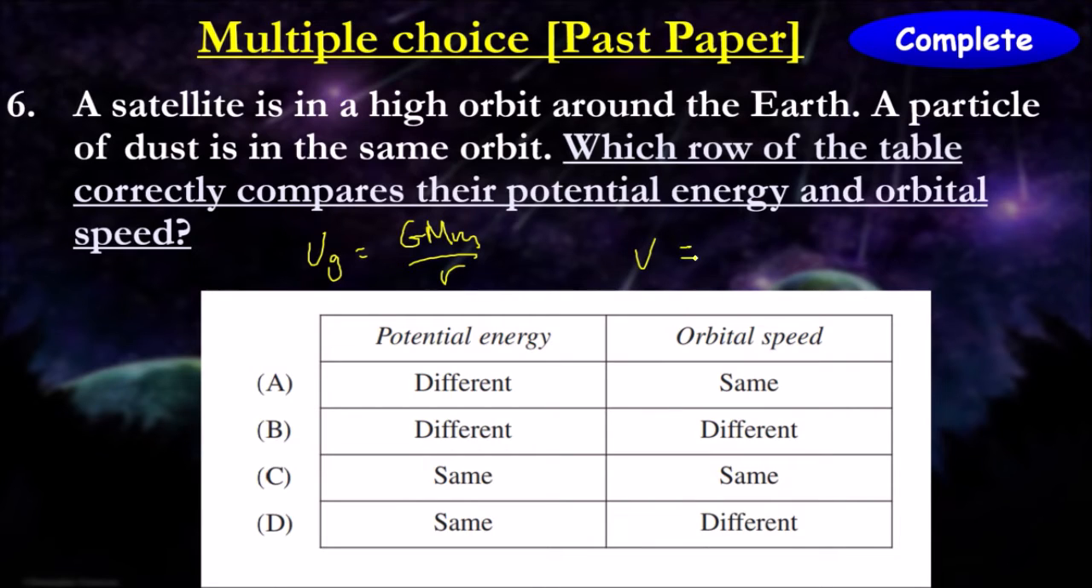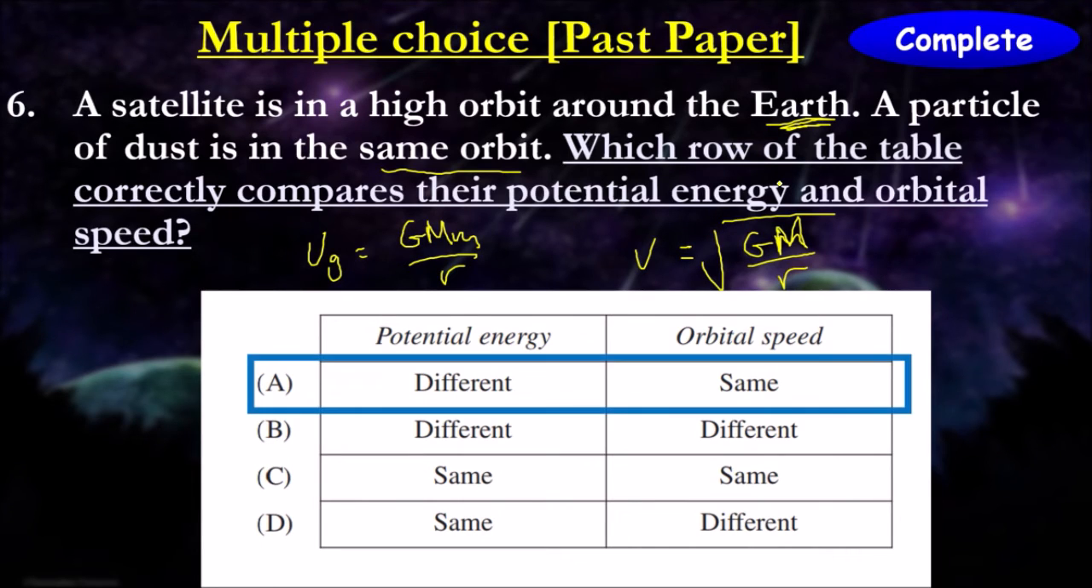Orbital speed, when we did the derivations, was this value here, right? Square root of GM over r. So we know that the only thing that affects orbital speed is the distance they are from the planet, and also which object they're orbiting around. In this case, they have the same orbit, so the same distance. Now, they're both orbiting around Earth, which means they would both have the same orbital speed, so the answer would be A.